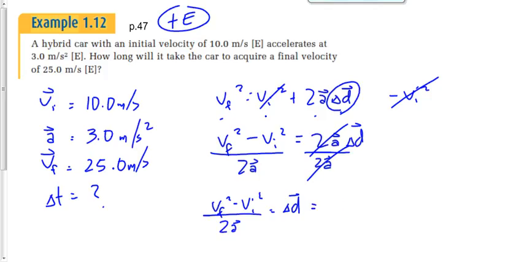VF squared, 25 squared minus 10 squared over 2 times 3. 625 minus 100, that's 525, divided by 6 is 87.5 meters. All right, not what I'm looking for, but now I can turn around, Kessler, and use another equation to find delta T, right? Which one do you want to try now?